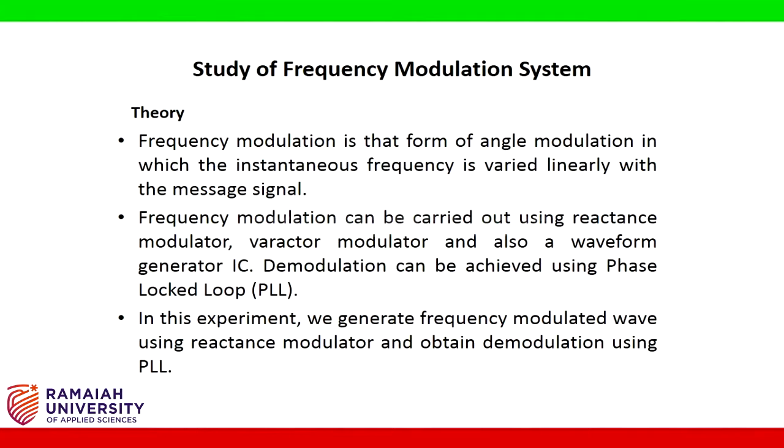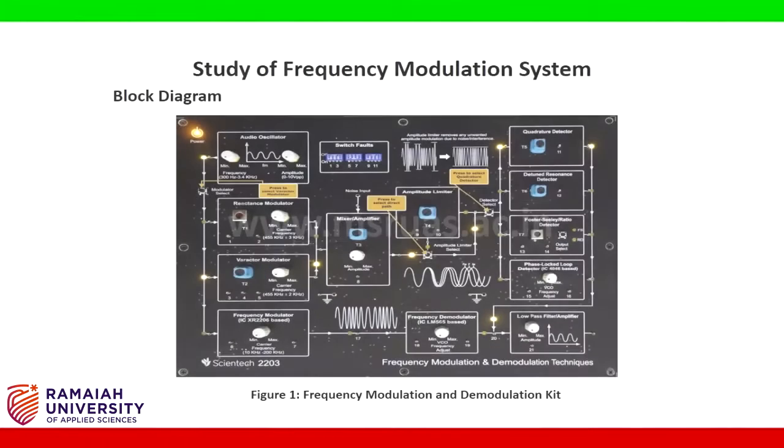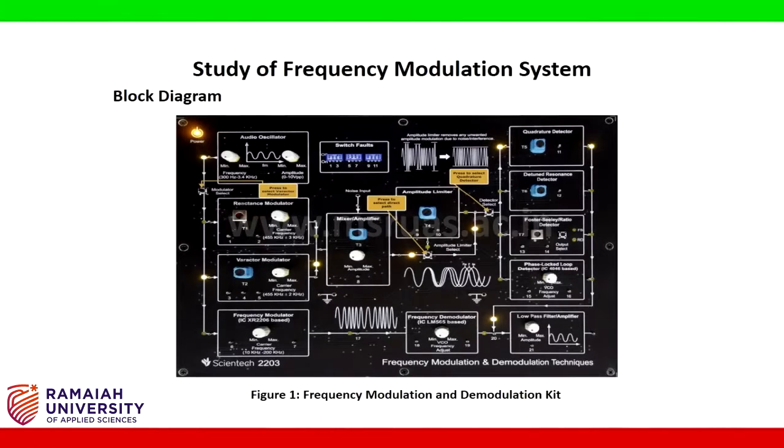Frequency modulation can be carried out using reactance modulator, varactor modulator, and also a waveform generator IC. Demodulation can be achieved using phase locked loop, PLL. In this experiment, we generate frequency modulated wave using reactance modulator and obtain demodulation using PLL. The block diagram for frequency modulation and demodulation is shown here.